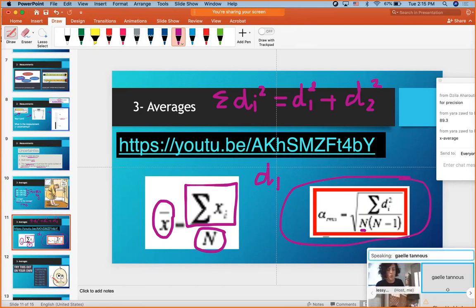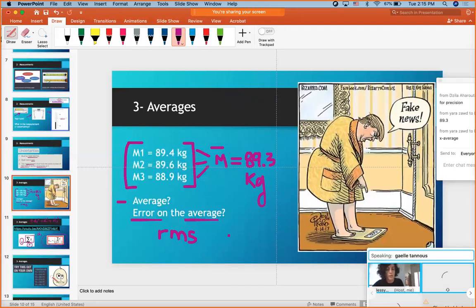Isn't it x minus x bar? I mean, x1 minus x bar. Yeah, it's the absolute value. Yeah, it is the deviation.